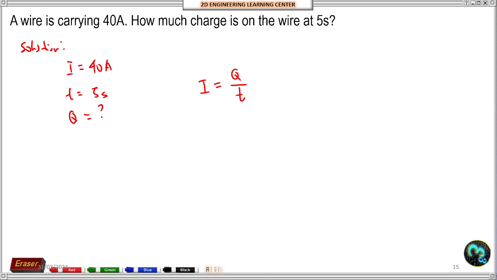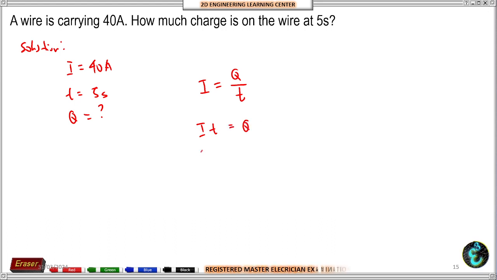So may nag-answer ng 200 coulombs, no? So let's see if that is 200 coulombs. Okay, so what we are looking for is the charge, so cross multiply. So IT is equal to Q.